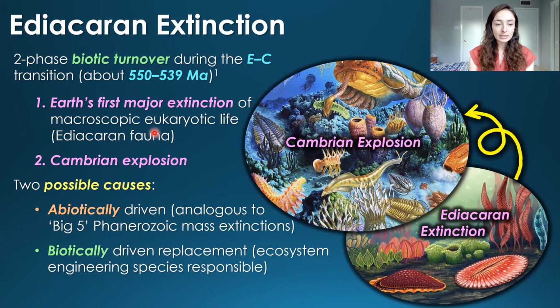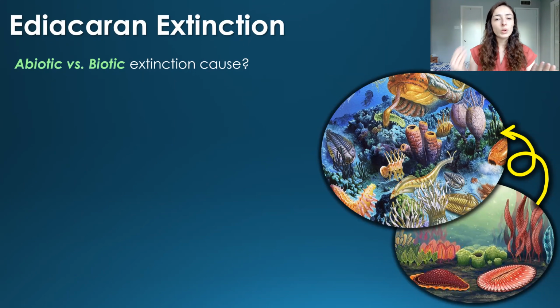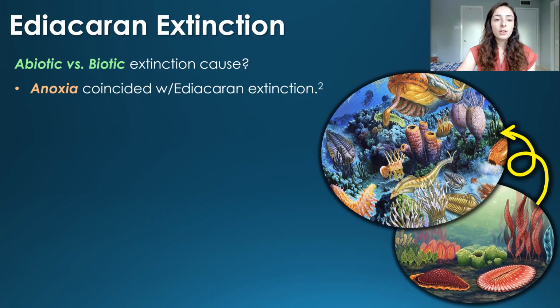And there were two possible causes, abiotic or biotic. If it was abiotically driven, we're talking about major climate catastrophe type things. And if it was biotically or biologically driven, we're talking about replacement and competition type causes. I talk about the abiotic and biological causes of extinction in my extinction video. If you want to check it out, I'll link it up here to the top right. So what evidence do we have for one or the other causes for this mass extinction? Well, there is evidence that anoxia, ocean oxygen depletion, coincided with the Ediacaran extinction. And considering that these organisms lived on the seafloor, they would have been affected by this.